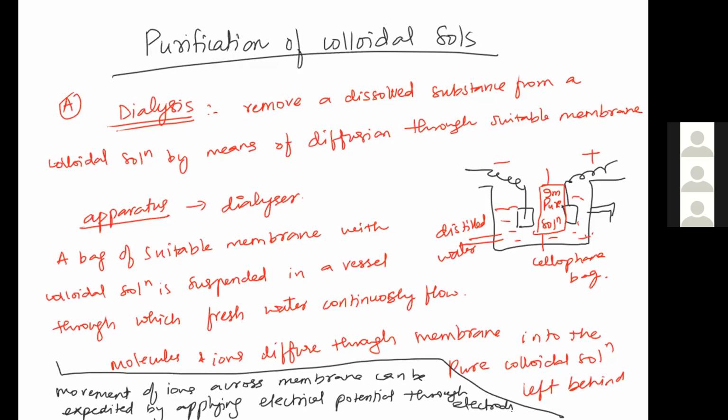We have the second method. So what do we use dialysis for? Purification of blood in the kidney, in an artificial kidney machine. Next, we have the second method of purification, called ultrafiltration.